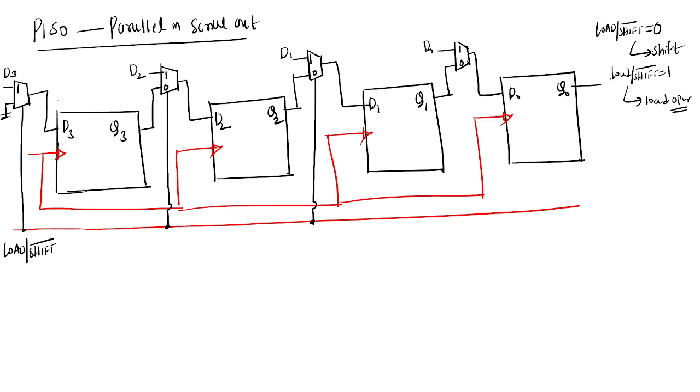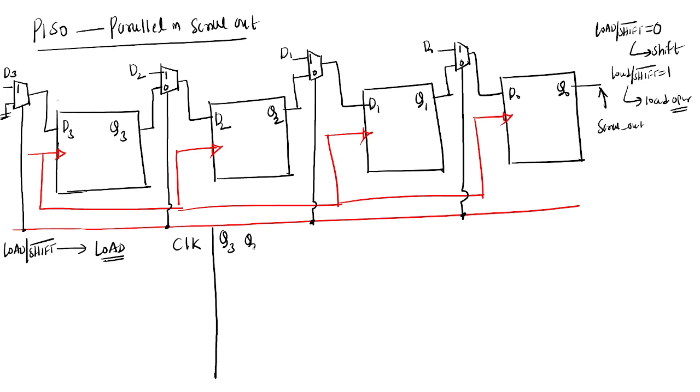So for serial out, the selection line is given to load by shift bar. All selection lines are connected to load by shift bar only. Understood? If you consider this pin as load, or you take load by shift bar also. So here we have the clock, and next the outputs Q3, Q2, Q1 and Q naught.